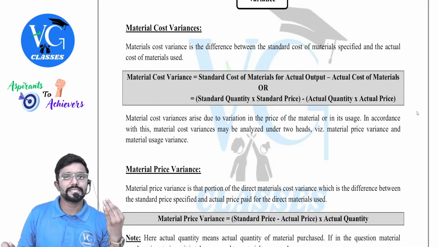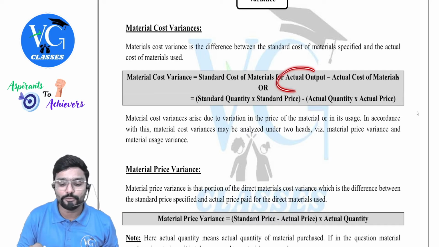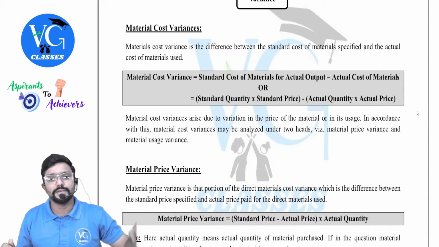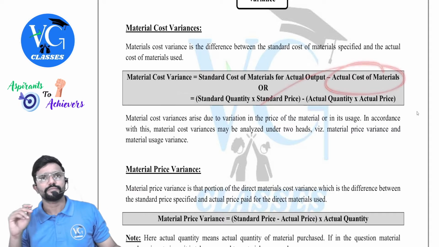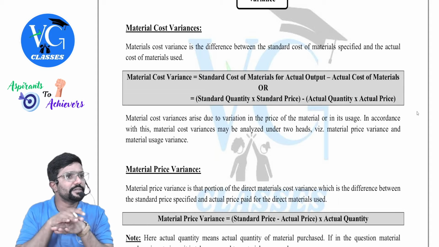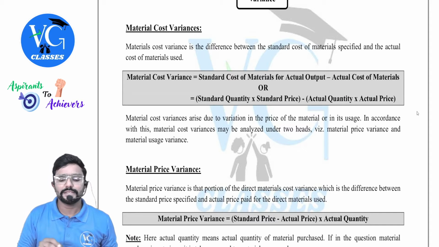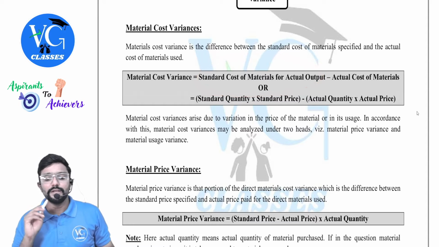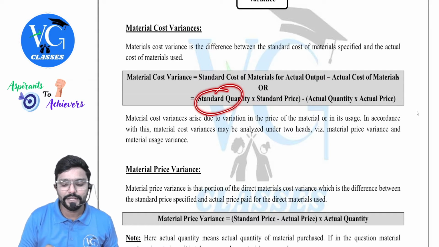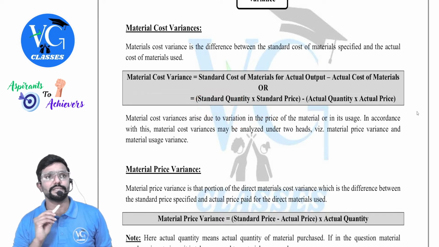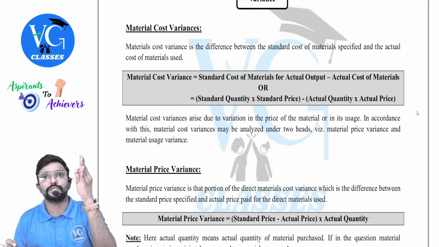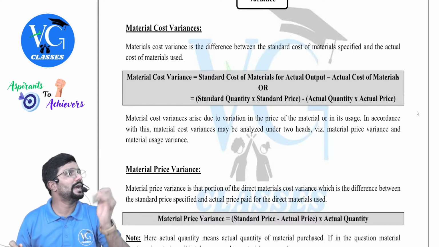The formula is standard cost of materials for actual output minus actual cost. Means for actual output, how much should your material cost be, minus your actual cost. And actual cost will always be for actual output, so please always bring it to a common base and compare. How do we calculate the standard cost of materials for actual output? Standard quantity into standard price. And the standard quantity should always be for actual output.